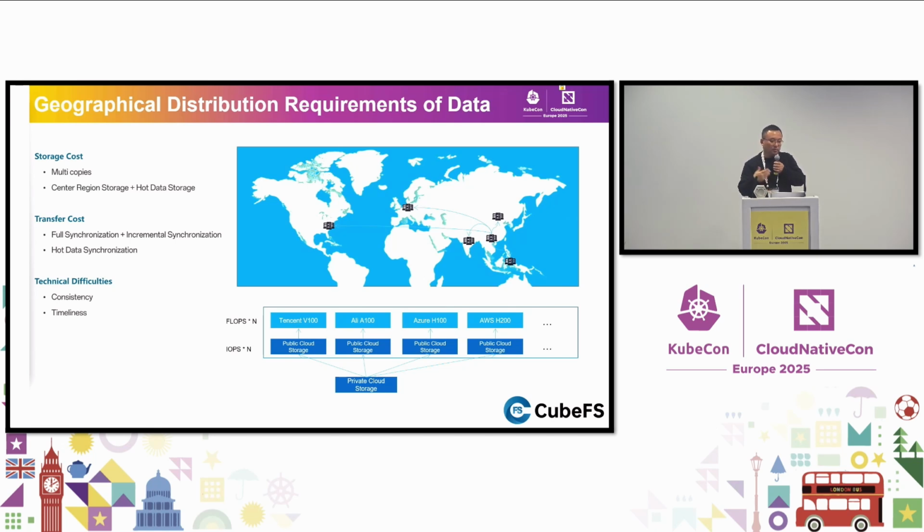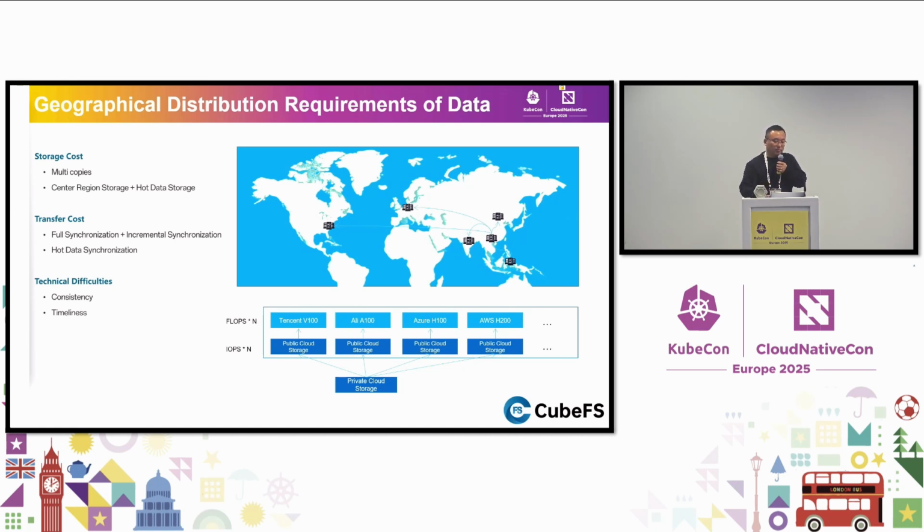Using the computing resources on the public cloud is a good choice, but it's not an easy thing either. The computation transfer from private cloud to public cloud can be achieved, especially for Kubernetes environments. However, the storage is difficult. There are several challenges in the geographic distribution of data. That is storage cost, transfer cost, and technical difficulties.